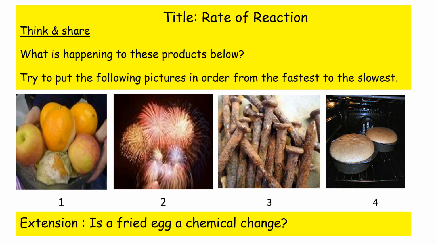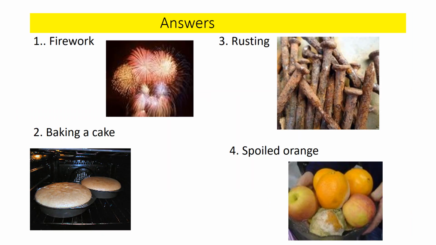Okay, so hopefully you've paused the video and you've had a go at those 3 questions, or at least the first 2. So here are the answers. Picture 1 was the firework. Picture 2, it's baking a cake. Picture 3, the nails are rusting. And 4, they're spoiled or rotting oranges, okay? And a hint there, don't ever store your fruit with apples, because apples release a chemical which actually spoils other fruit and vegetables much faster.